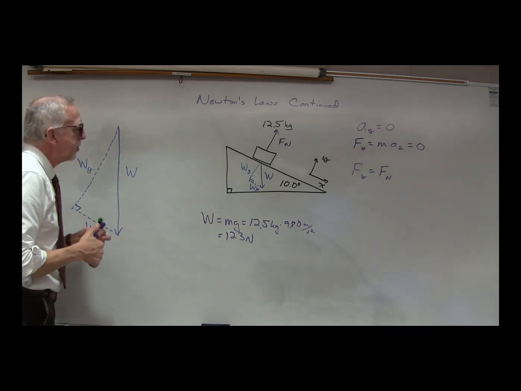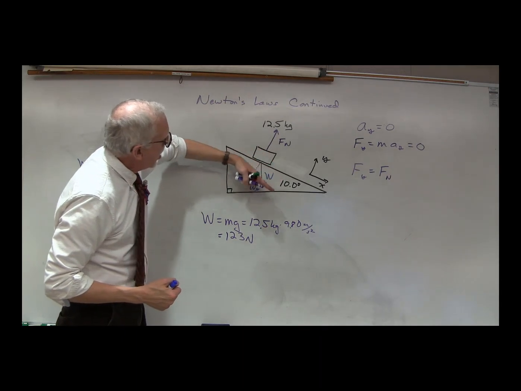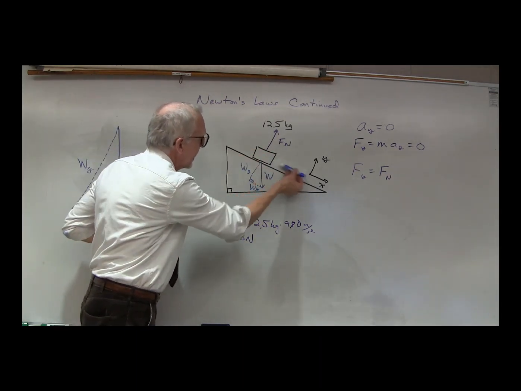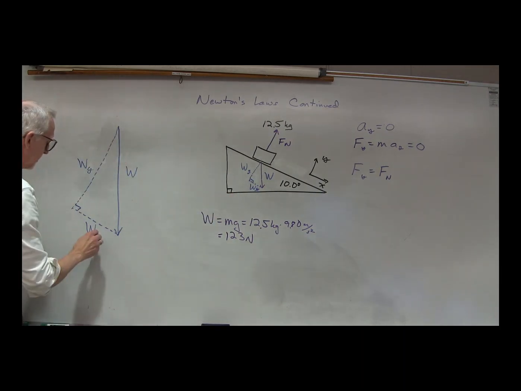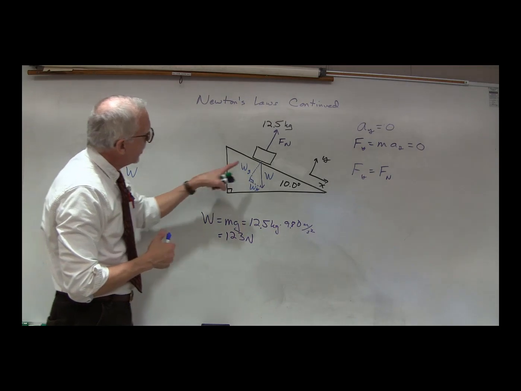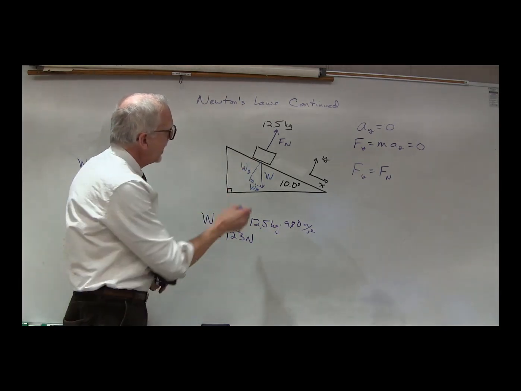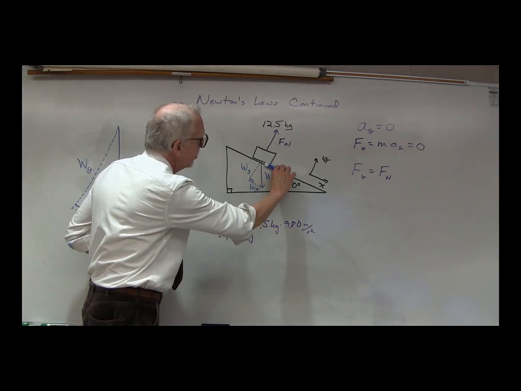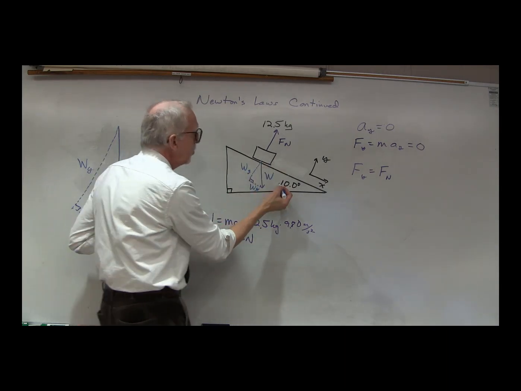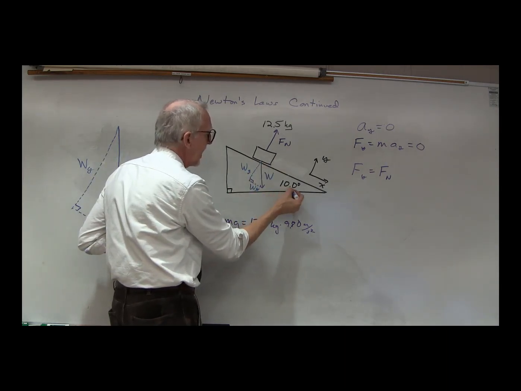And then we have a component that's acting along or down the incline. And that is the x part. We call that W sub x. Now let's look at this. We know that W sub y is perpendicular to the line along the incline. And we know that this is a 10-degree angle.